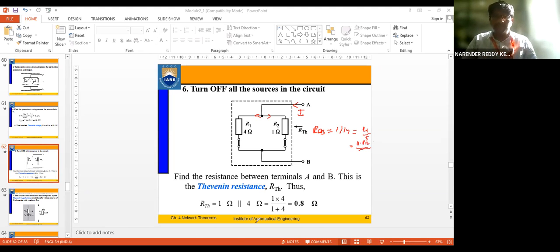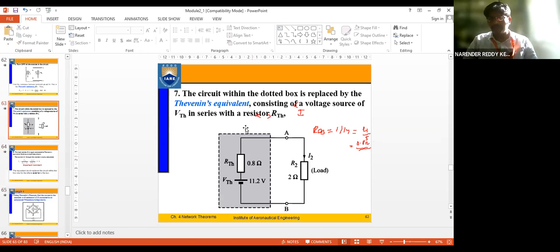After getting the values of VTH and RTH, what is the next thing we have to do? Draw the Thevenin's equivalent circuit like this. The circuit with dotted lines is replaced by Thevenin's equivalent, having VTH equal to 11.2 volts, with RTH connected in series, which is equal to 0.8 ohms, in series with 2 ohms. This is the resistor which we removed in the first case, right? So now I think we can find the value of I2.